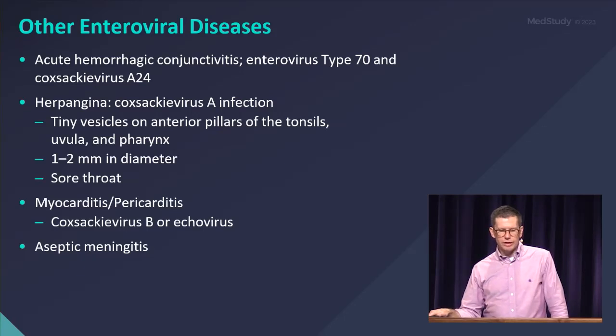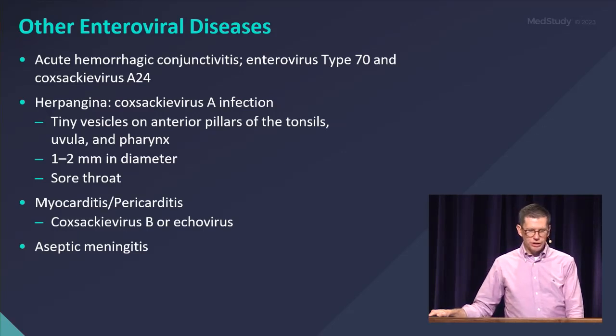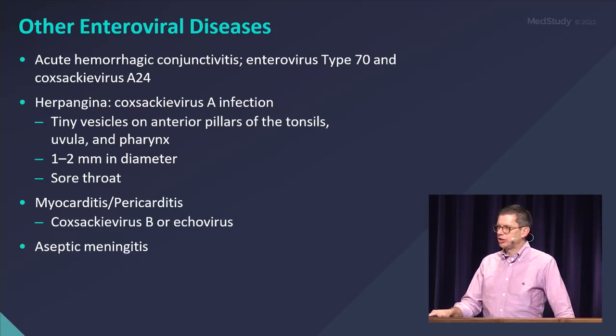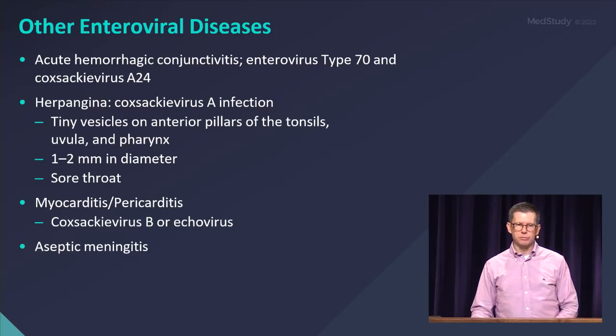Other enteroviral diseases, so you can get acute hemorrhagic conjunctivitis, usually due to one of the enteroviruses and a Coxsackie virus. Herpangina is usually a Coxsackie infection, which you can see with sore throat. Myocarditis and pericarditis is usually going to be one of the Coxsackie viruses or echovirus. Difficulty is diagnosing these. We typically rely on serologies, so the IgM really needs to be positive because IgGs are not going to be evident of acute infection. And it's a pretty common cause of aseptic meningitis, especially in the summer, between enterovirus and parvovirus.